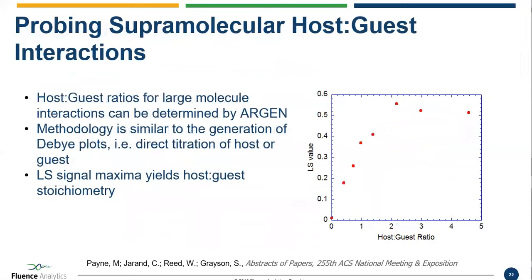Another thing that we've looked at, which is kind of interesting, with one of our collaborators here at Tulane, was using the ARGEN for probing host-guest interactions for supramolecular systems. Basically, what we're looking for there is a variation of the host-guest ratio, looking for a signal maxima from the light scattering system. It turns out that it actually works quite nicely. It's very easy to do, and a very simple way to do this compared to how it is often done. So that's another thing to think about.